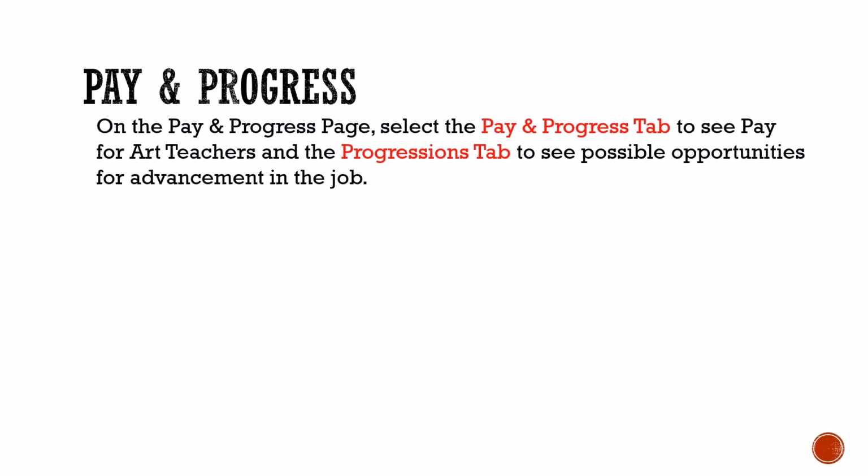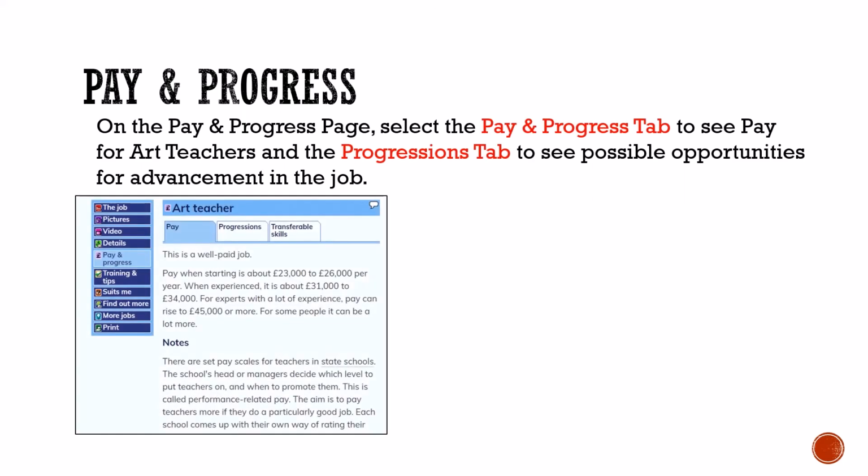The next section we're going to look at is pay and progress. The pay and progress tab is just above the training and tips under the side menu. What we're going to look at is the pay involved. In this section, it tells us the pay, where it starts from, and obviously after a lot of experience or doing the job for a long time, it goes up to a certain amount of money. You're going to make a little note of that.